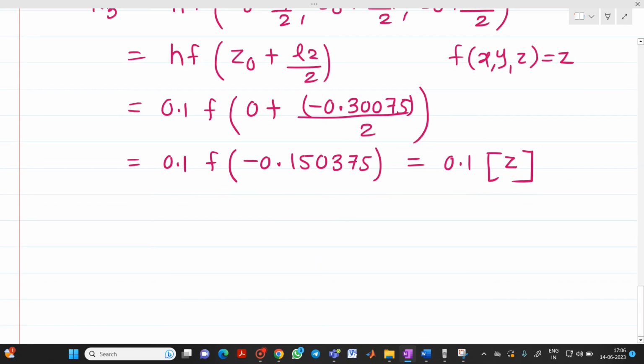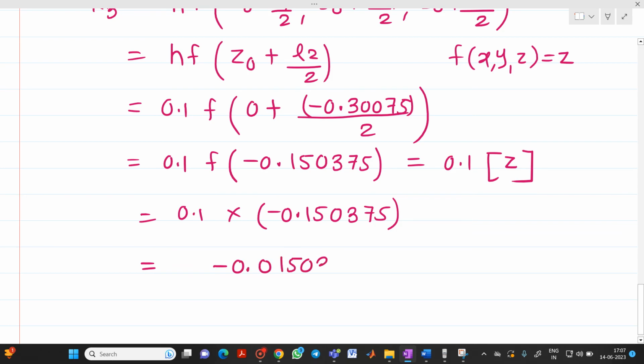So here, what is the value of z? The value of z is minus 0.150375. So if you do this calculation, multiplying by 0.1, you will get the answer as minus 0.01503. Let me take it only up to this digit. So we will get this answer of K3.